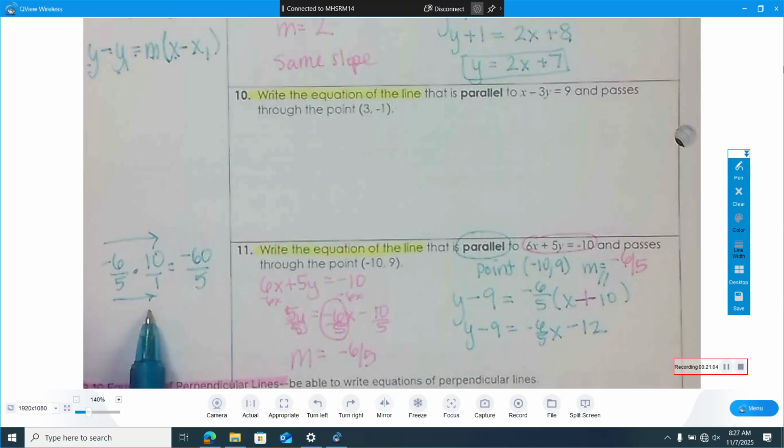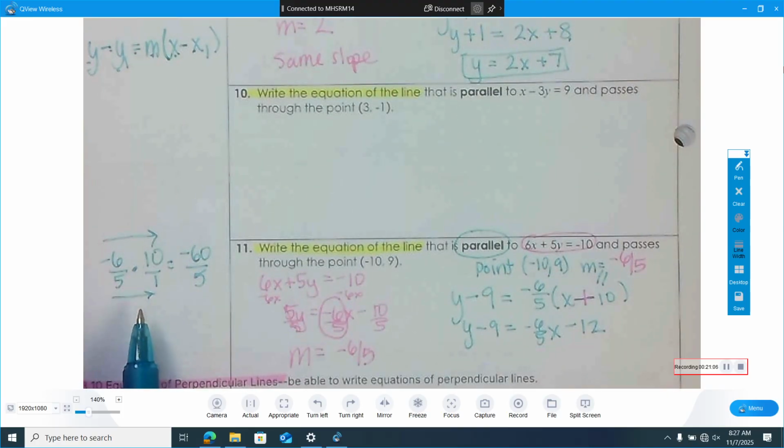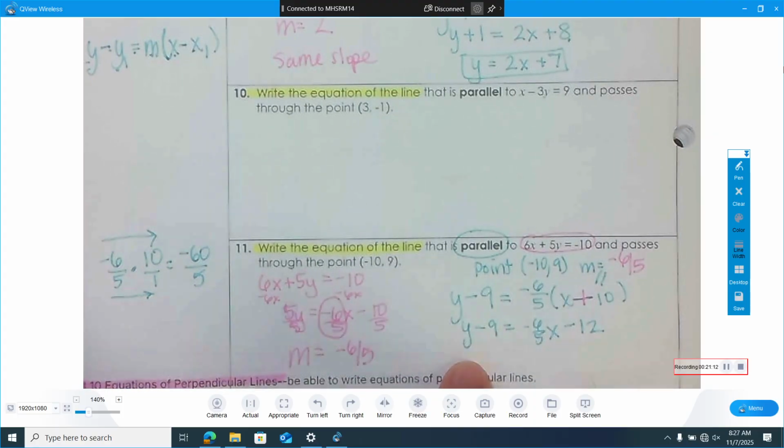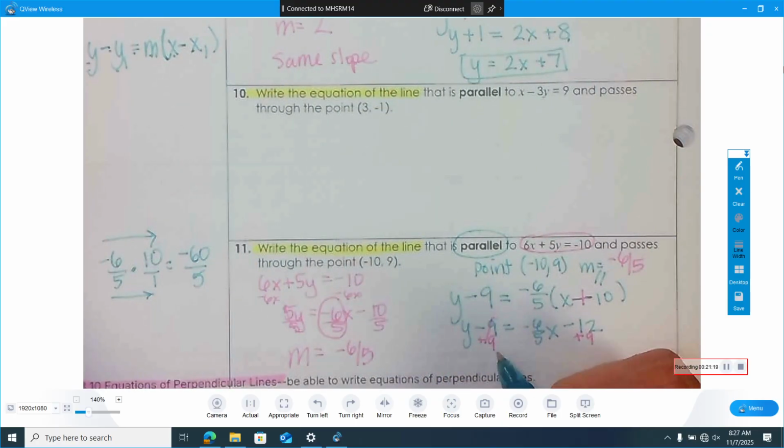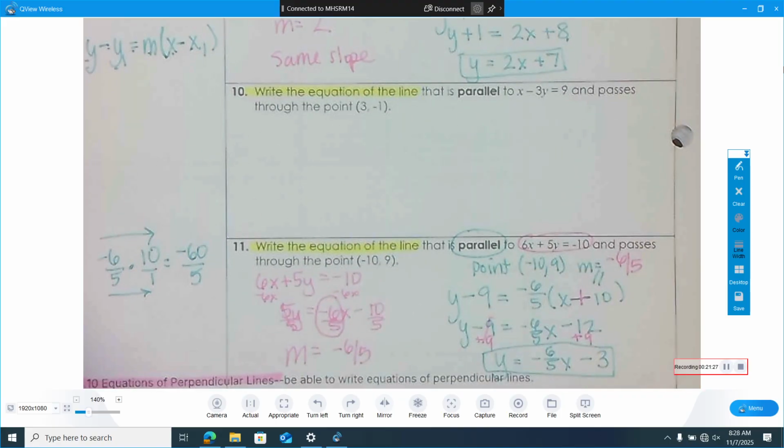Again, write it down, ladies and gentlemen. I don't have to use a calculator for something like this, and you shouldn't either, okay? All right, and then we need to add 9. All right, so we get y by itself, so we have y equals negative 6/5 x minus 3. The negatives win. More negatives.